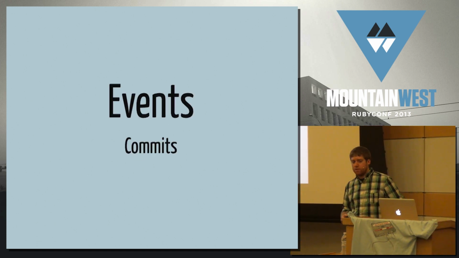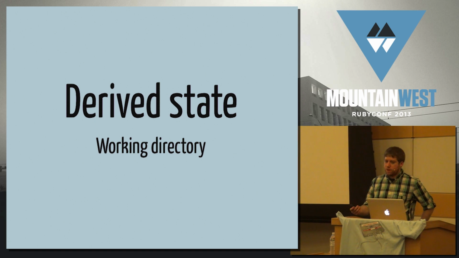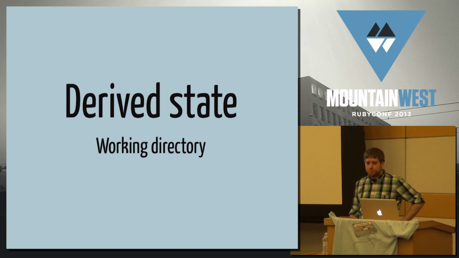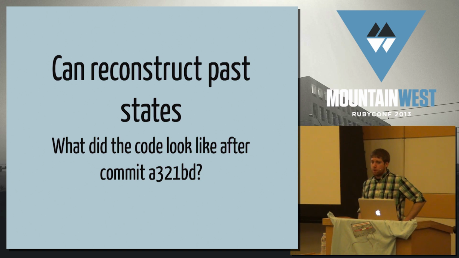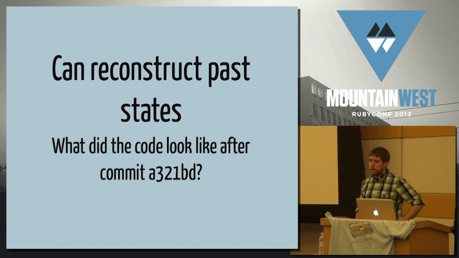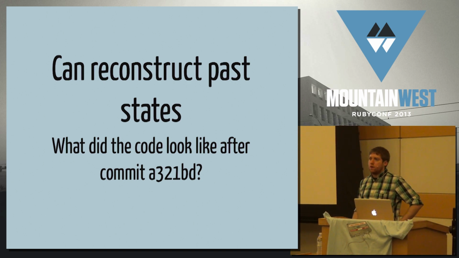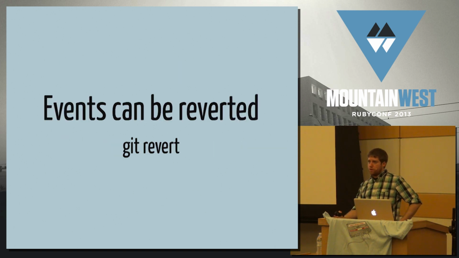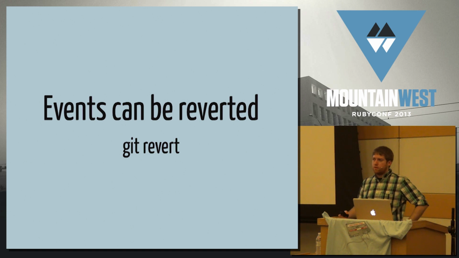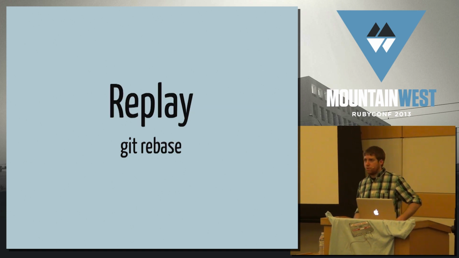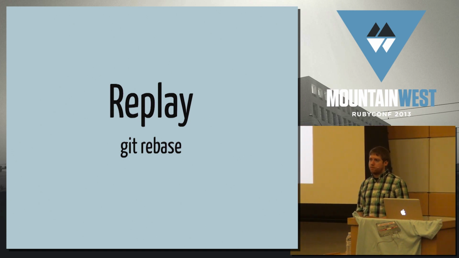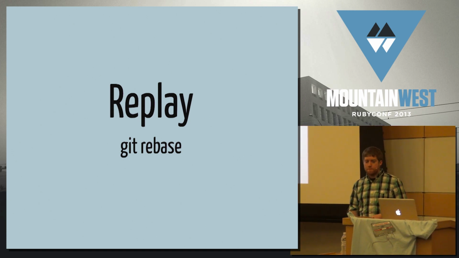So in Git, the events are commits. The derived state from these commits is your working directory. You can reconstruct past state and ask questions like, what did my working directory look like as of commit A321BD? And similarly, when you revert an event in Git, instead of undoing the event, it adds a new event that's the opposite. And then Git rebase is a form of event replay where you take some events from one branch and play them on another.